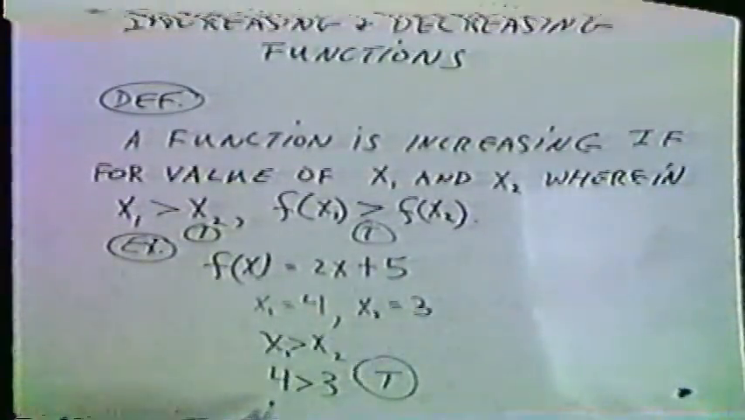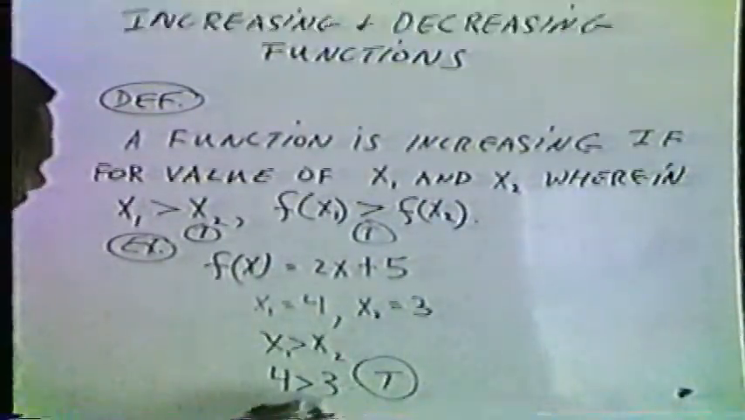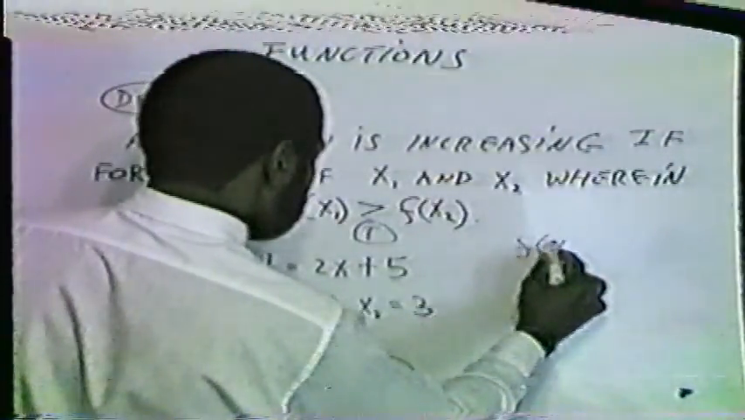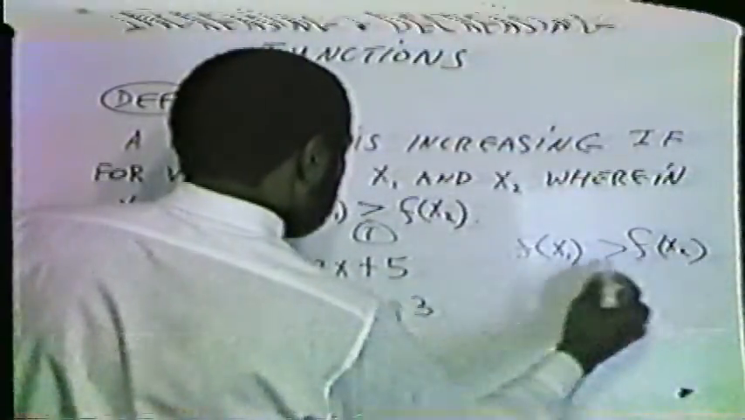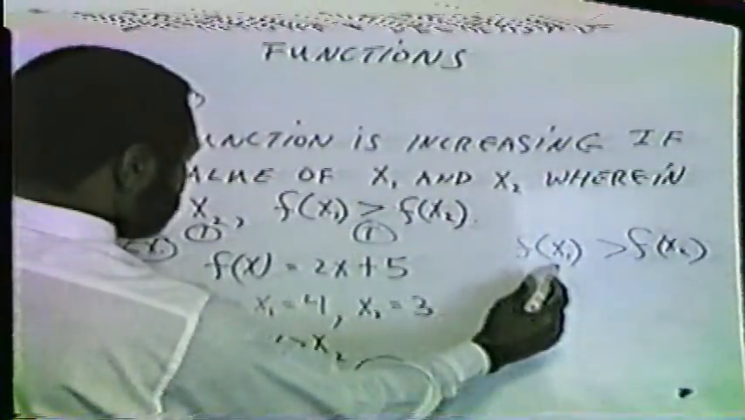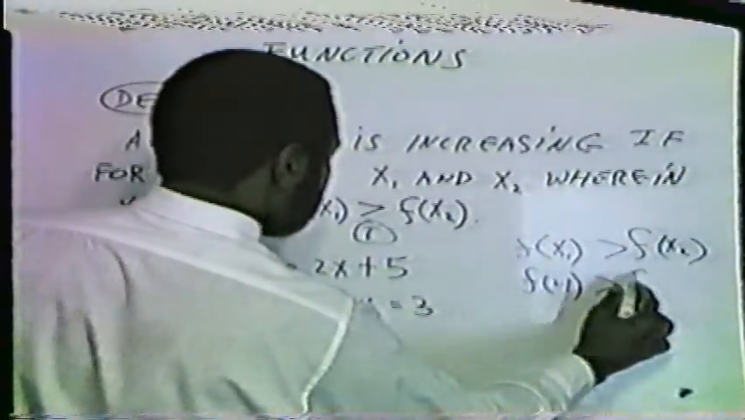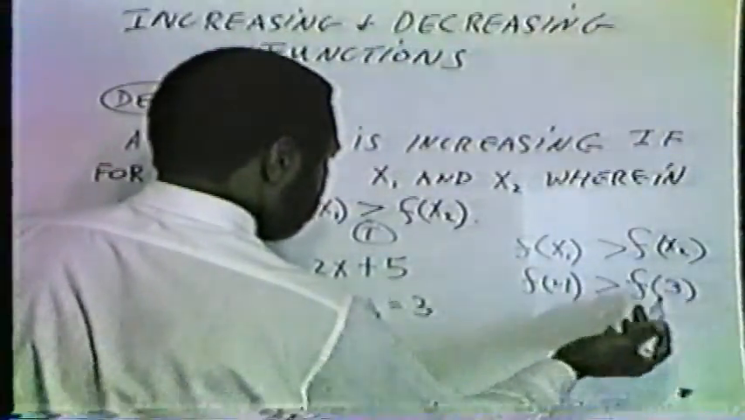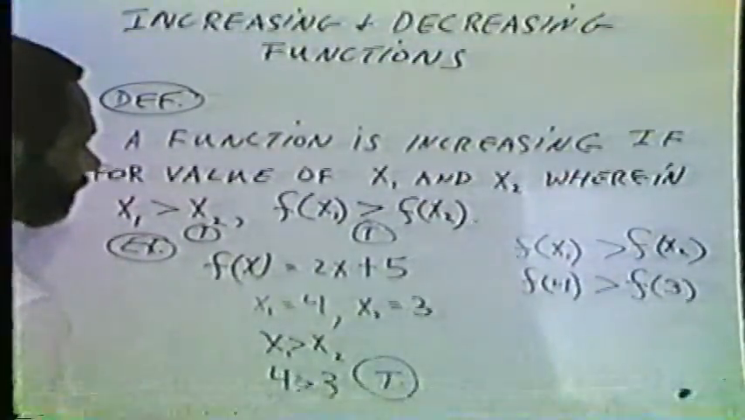Okay, now we have to find f of 4 and f of 3. We see that we have f of x sub 1 is greater than f of x sub 2. For f of x sub 1, x sub 1 is 4, so we're looking at f of 4 greater than f of 3. Now, if f of 4 is greater than f of 3, since this part is true, then this is an increasing function.